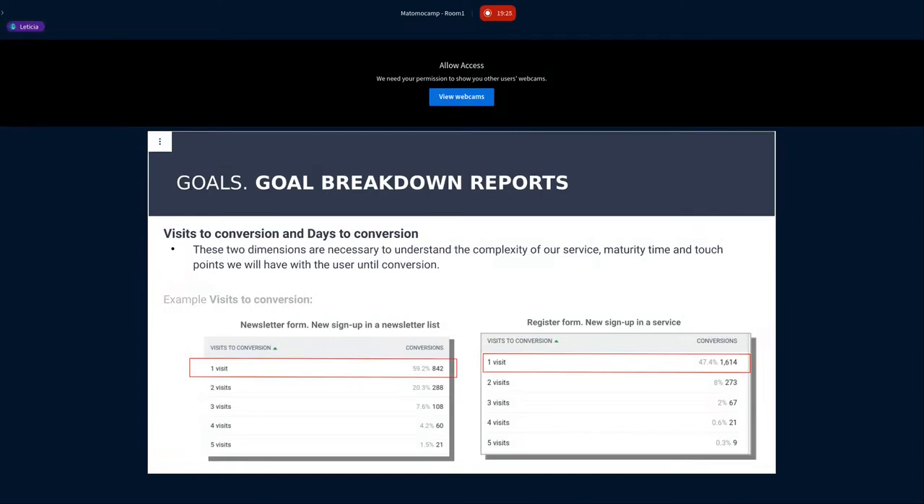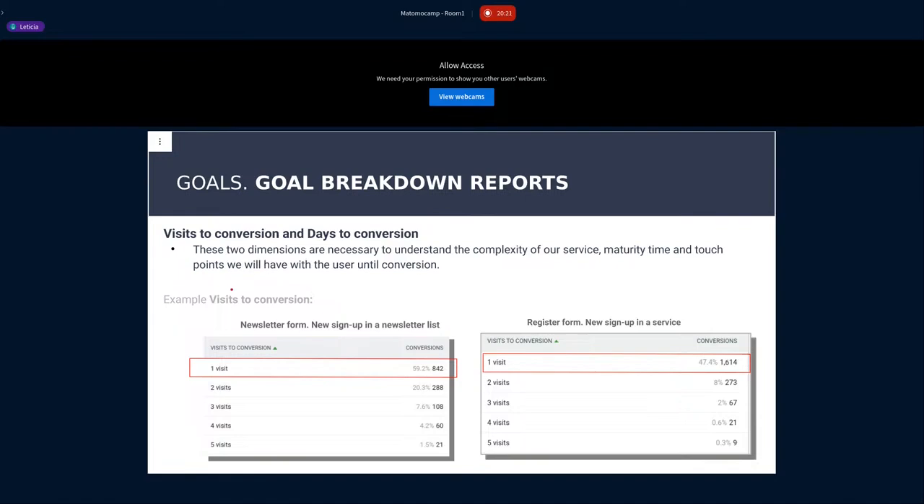And there are two dimensions that I should highlight in these breakdown reports. These two dimensions are the visits to conversion and the days to conversion. I absolutely like to use analyzing goals with both of them because these dimensions help us to understand how long it takes for people to complete the goal on site, to send the form, in visits and in days. And this can suggest users are coming through multiple channels, or we can understand if we have a direct conversion with our sign-up process or with the form that we have.